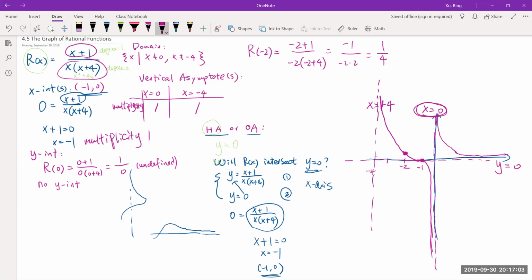Now over here on this side of the vertical asymptote, x equals -4. Since on the right side it is going up, that means on the left side it will go down, because the multiplicity of this vertical asymptote is odd, right? And as x goes to -infinity, your graph is going to get closer and closer to y equals 0, like that. And this is your graph. Any questions on the graph of this rational function?